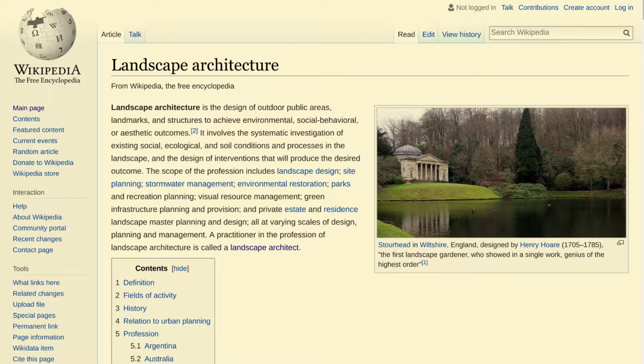The Wikipedia definition is pretty good. It uses the word design, and the list of objectives is okay. But the lists of project types are eccentric, and the sombre photograph of the Pantheon at Stourhead can scarcely represent a profession that was established more than a century after it was built.